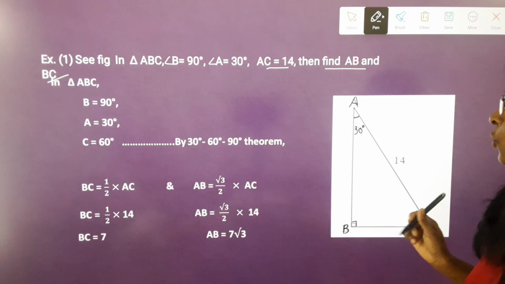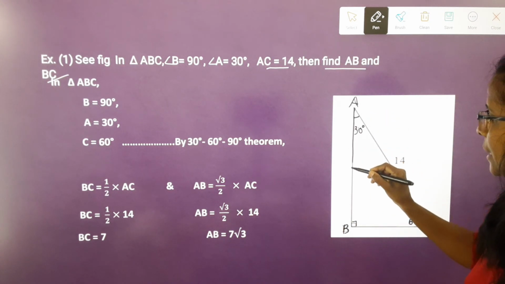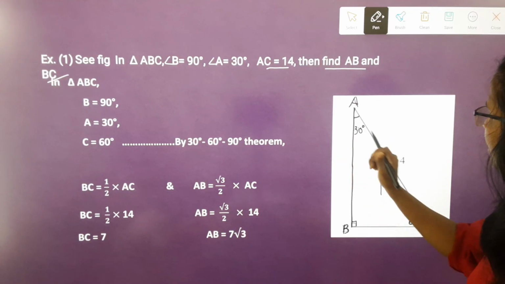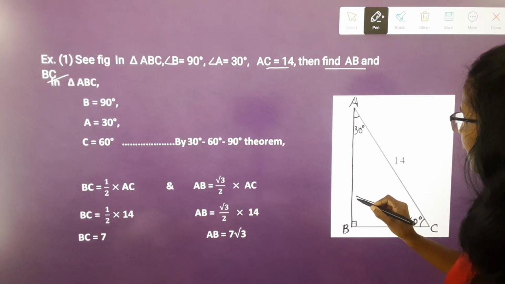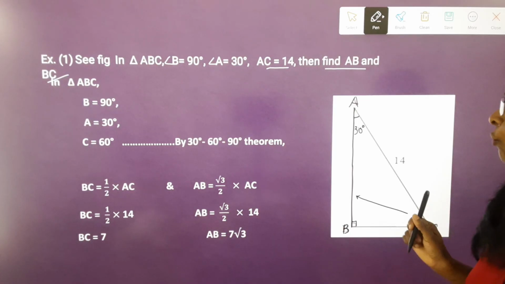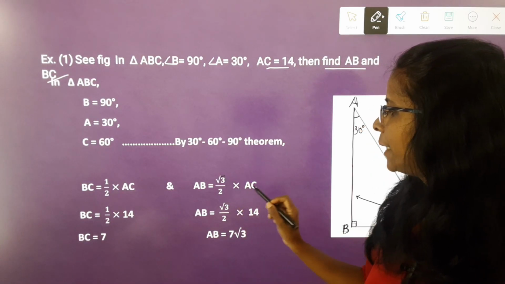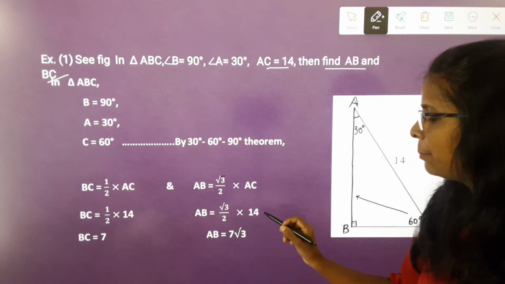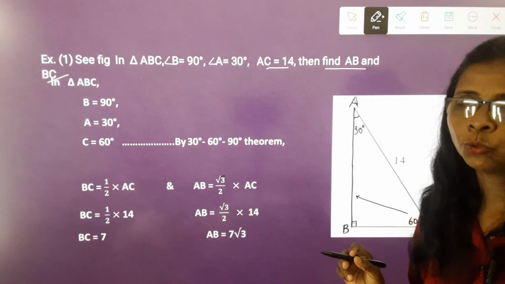Okay students, so here first we have to find out the segment AB. So side AB is opposite to angle 60 degrees, which is equal to root 3 upon 2 multiplied by AC. So AB is equal to root 3 upon 2 multiplied by 14. So AB is equal to 7 root 3, students.